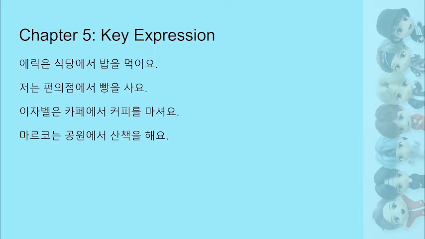So the last one is 마르코는 공원에서 산책을 해요. So 산책 is a walk, and of course 하다 conjugated to 해요 is to do something, so to do a walk, aka take a walk. So 마르코는 공원에서 산책을 해요.